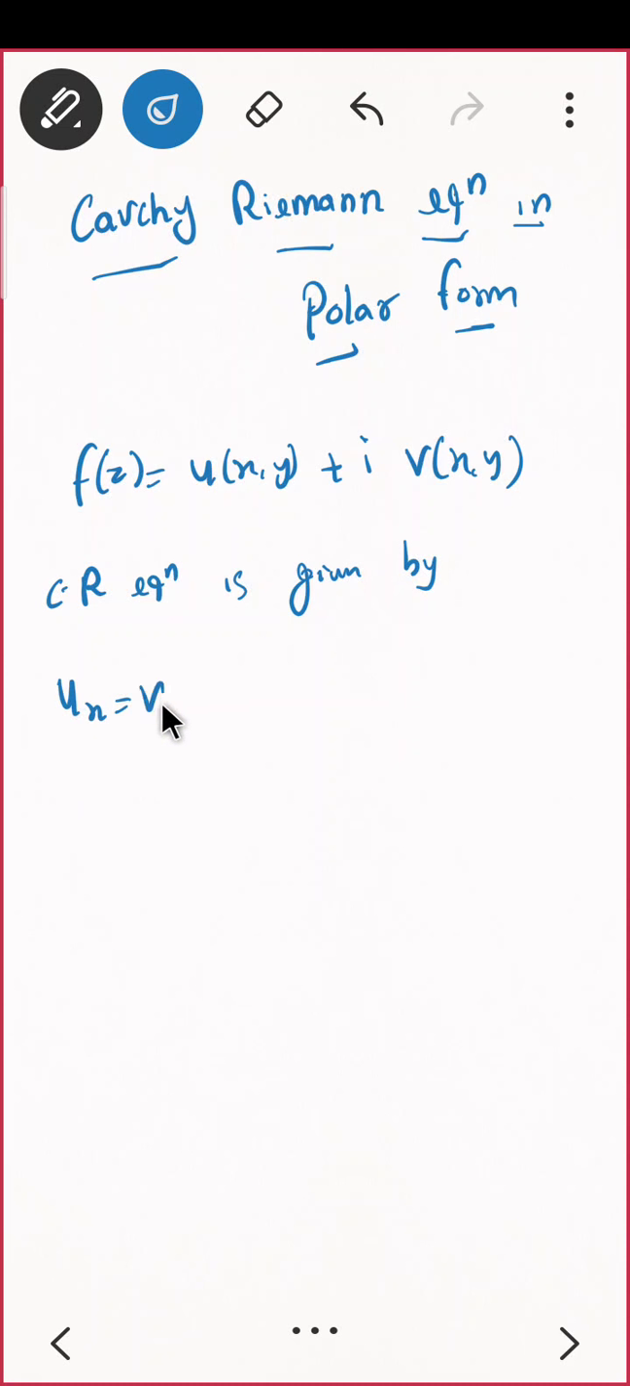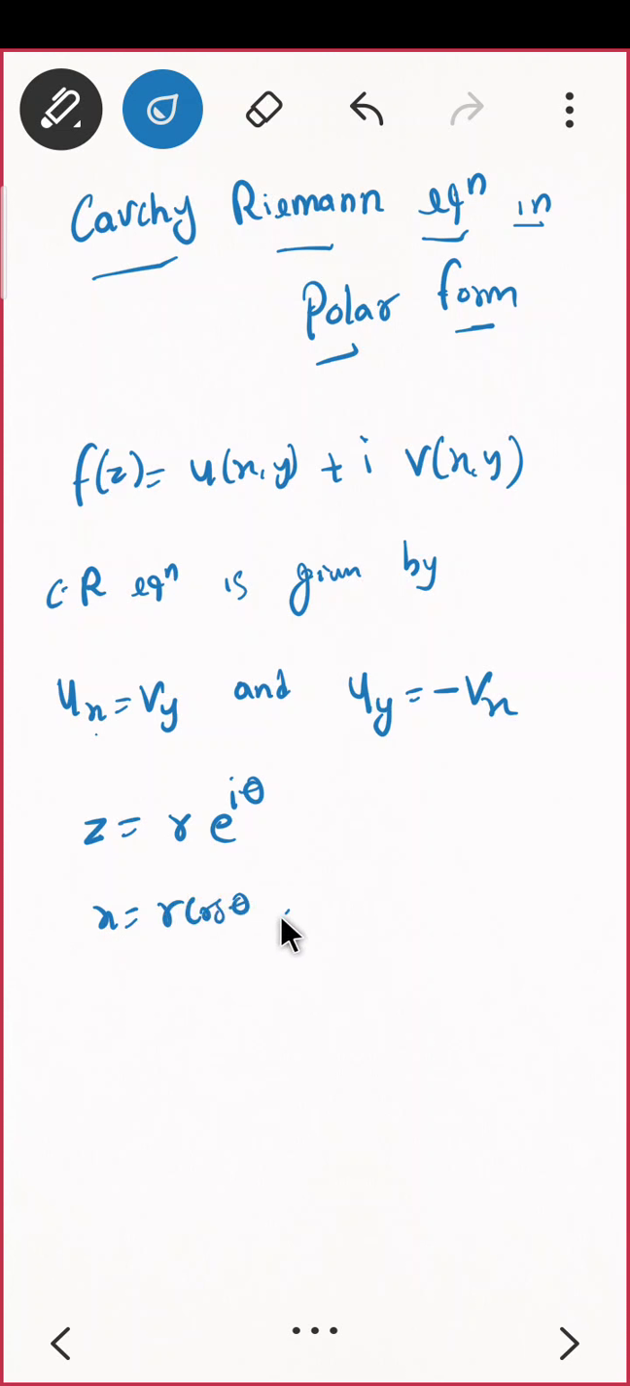ux is equal to vy and uy is equal to minus vx. Perfect. Very nice. So this was in terms of partial derivatives with respect to x and y, correct? And I want to change the whole thing with respect to r. That is, I want to substitute z equal to r into e raised to i theta. I want to see what the changes are. That means I want to substitute x equal to r cos theta and y equal to r sin theta, and I want to see that.